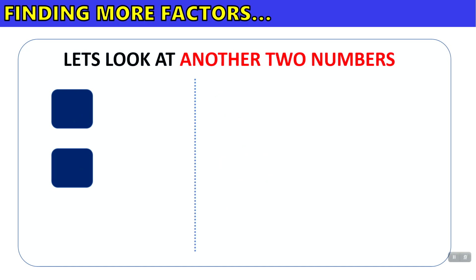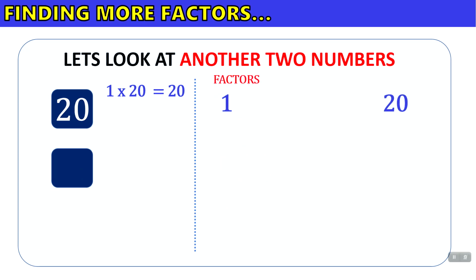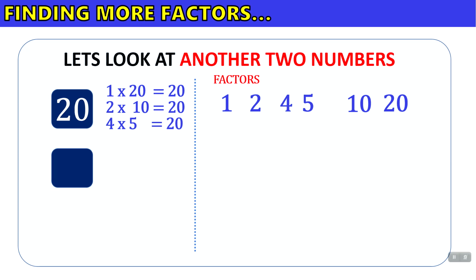Let's find the HCF of 20. 1 times 20 is 20. So the factors are 1 and 20. 2 times 10 is 20. So the factors are 2 and 10. 4 times 5 is 20, and the factors are 4 and 5. We can see all of the factors of 20, 1, 2, 4, 5, 10, and 20.